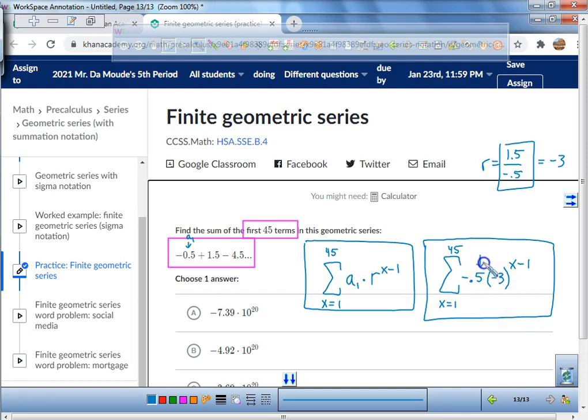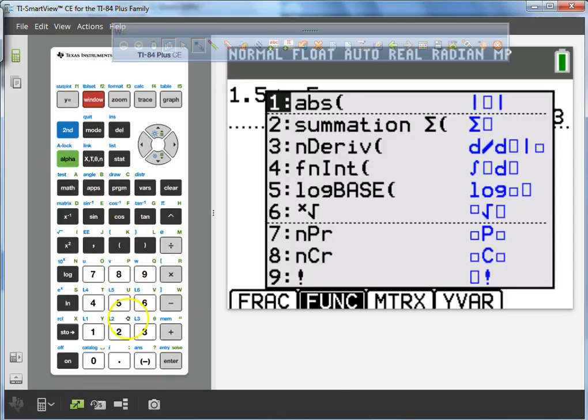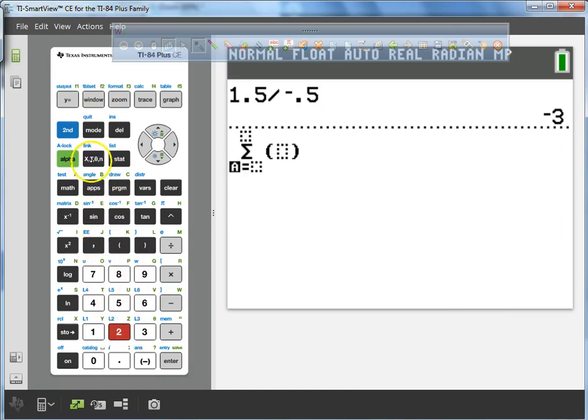Just remember, what is that term? That's your first term. What does that negative 3 represent? That's your r value. And now I'm going to carefully type it into the calculator. So here we go. Alpha window number 2, x. Start with the first term. We have a total of 45 terms. Our very first term was negative 0.5. I'm opening up a parentheses, typing in a negative 3, closing it, raising it to the power.